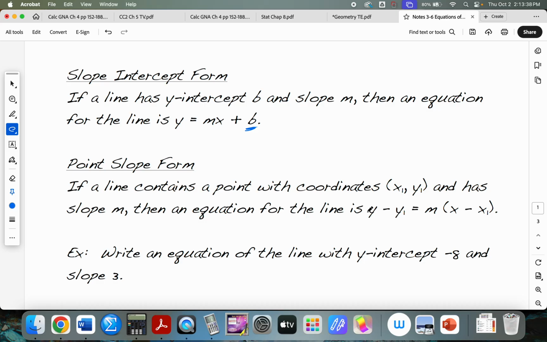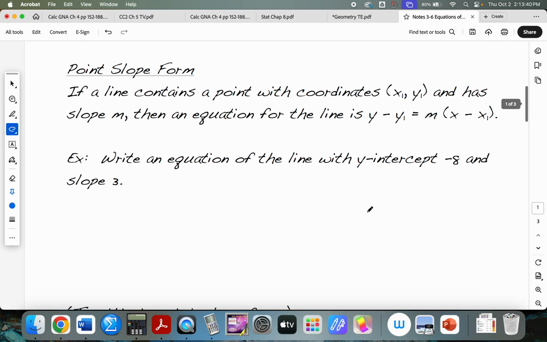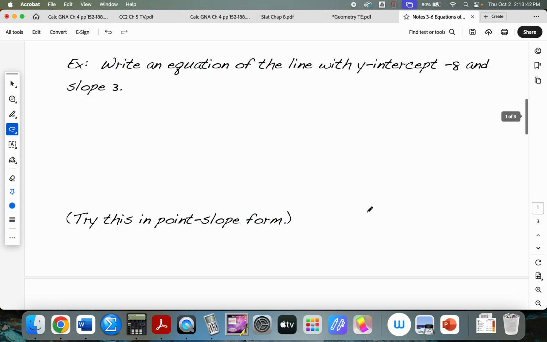Okay? All right. So, part of what you're going to have to do is decide which of those two we're going to use. And the answer is really easy. If you have a point and a slope, use the point slope equation. That's it. Okay? If you don't have a point and a slope, then you can use the other one. But if you have a point and a slope, use the point slope equation. It will always work.